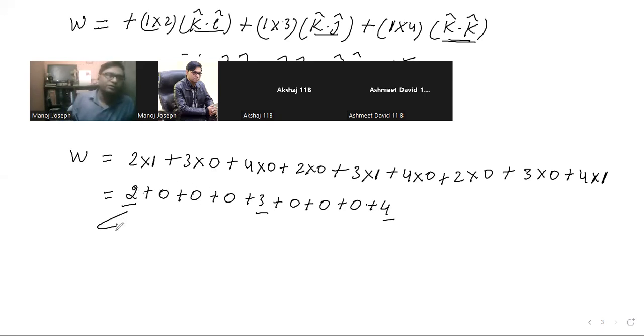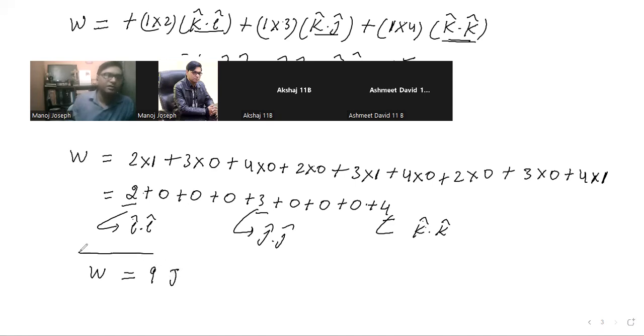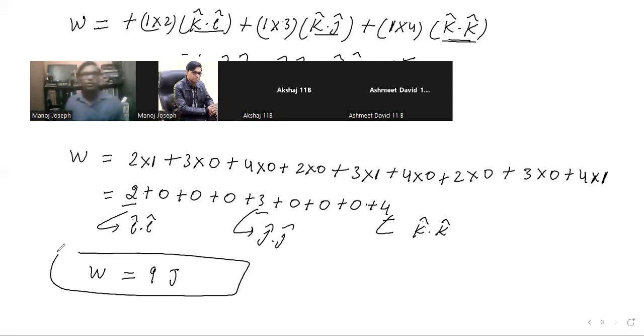Why does this become 9? Because it was i dot i, and 3 was j dot j, and the 4 was the output of k dot k. So the amount of work done is 9. It is a scalar: 2 plus 3 plus 4 is 9 joule. Work done of 9 joule.